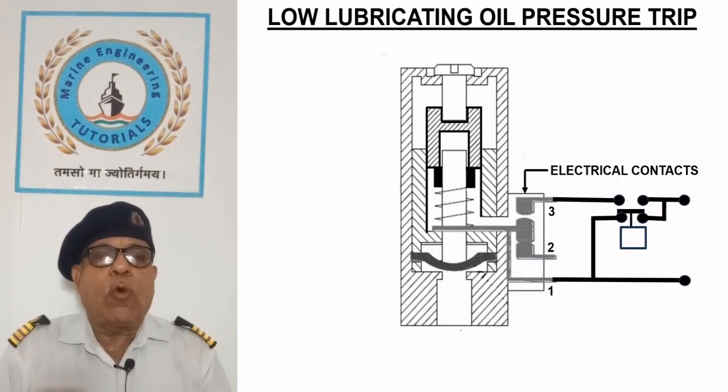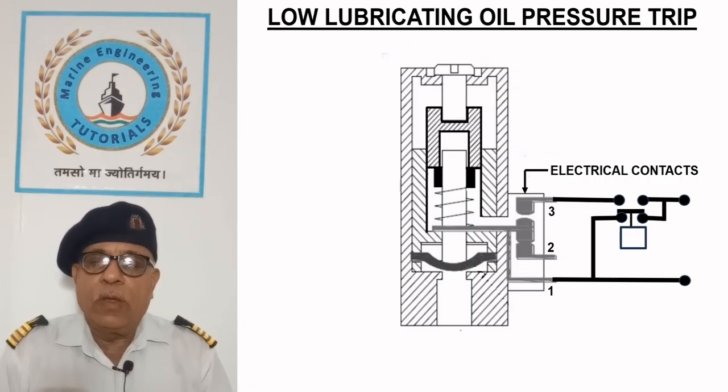Low lubricating oil pressure trip. This sketch shows a low lubricating oil pressure trip which safeguards the air compressor against loss of lubricating oil pressure. This pressure switch shuts down the compressor when lubricating oil pressure drops below a preset value.